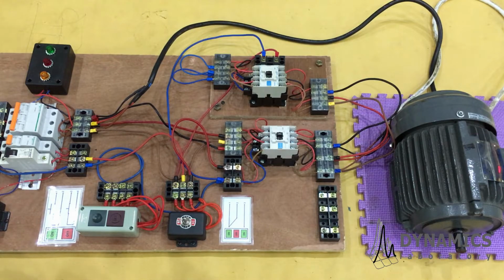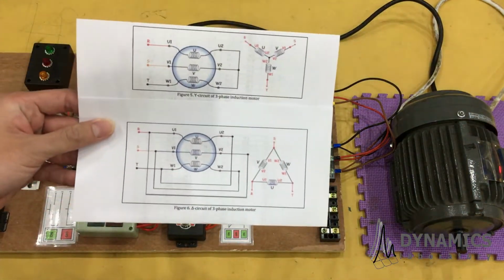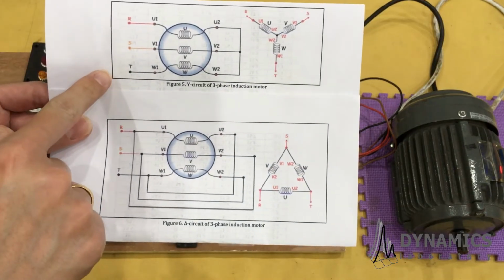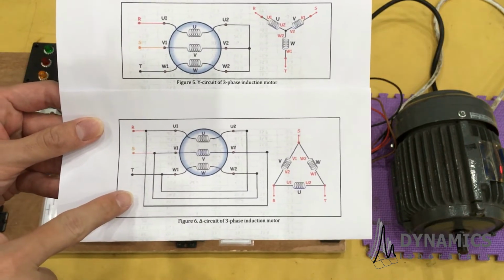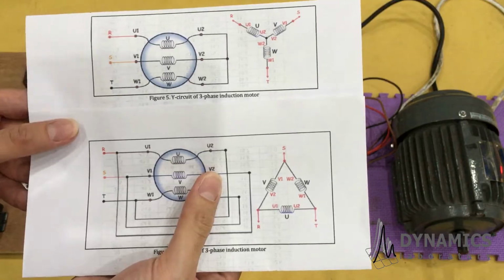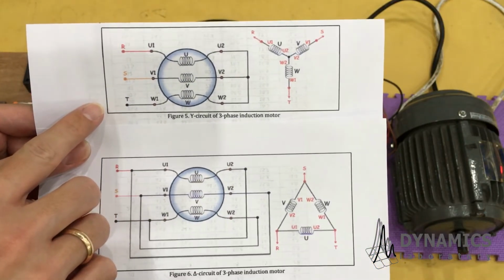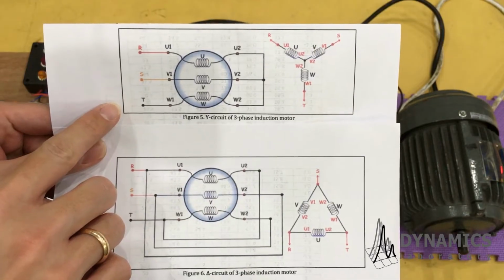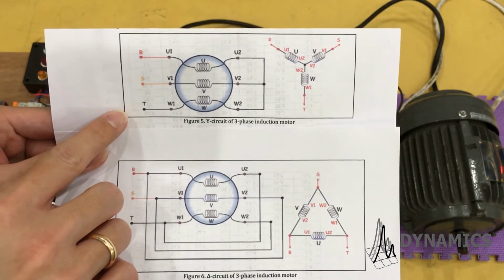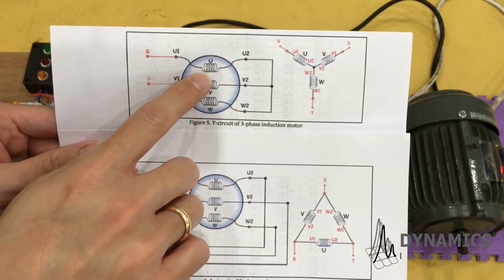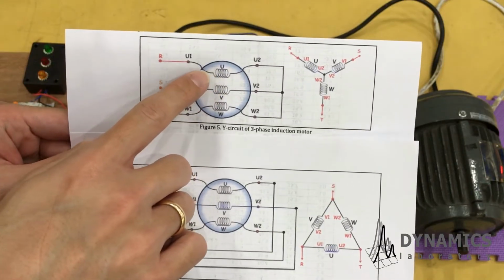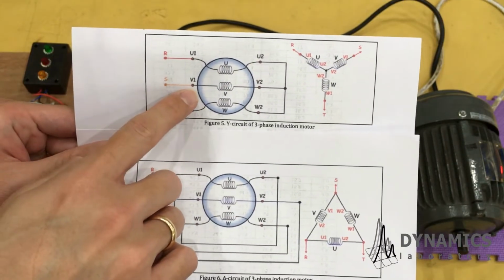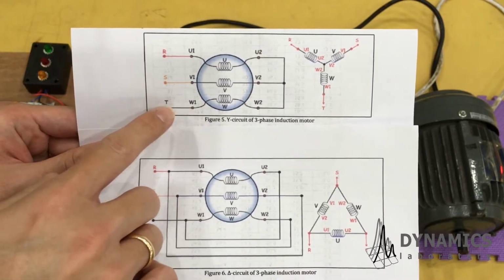Before we move to the load circuit, take a look at the diagram on your module. This is the diagram. The upper diagram is for Y circuit and the lower diagram for delta circuit. First, take a look at the Y circuit diagram. The Y circuit diagram is actually quite easy, quite simple, because as you can see in here, each coil should get a different voltage line. For example, U1 is connected to R, V1 is connected to S, and W1 is connected to T.